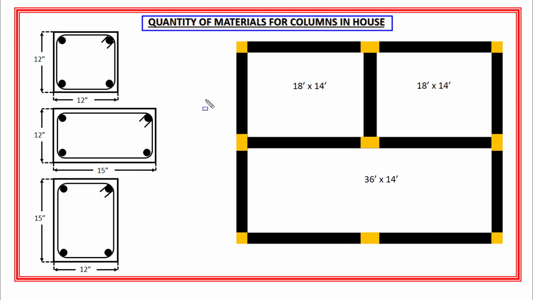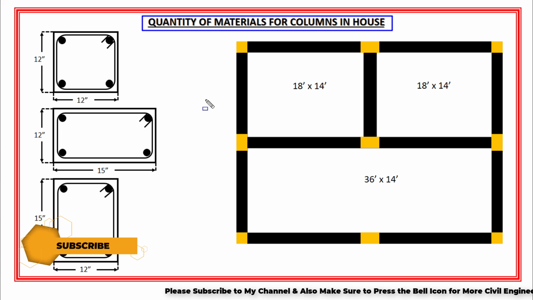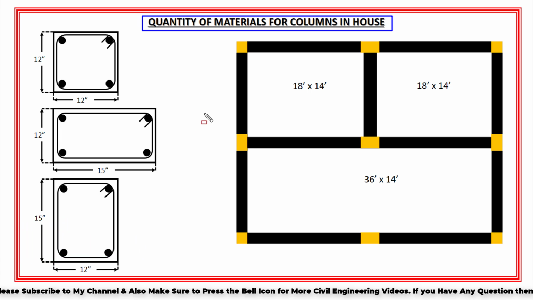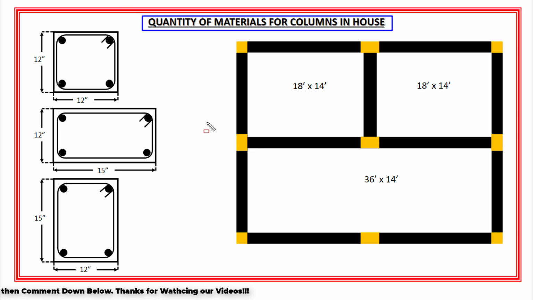Right? Now let's talk about our today's topic, which is how to calculate the quantity of materials for multiple columns in a house. Now what is meant by multiple columns? Well, by multiple columns I want to say that in a particular house I have more than one columns. Okay? And also I will show you the plan of the house and also the position of the columns as well. So as you can see, this is the plan of house.